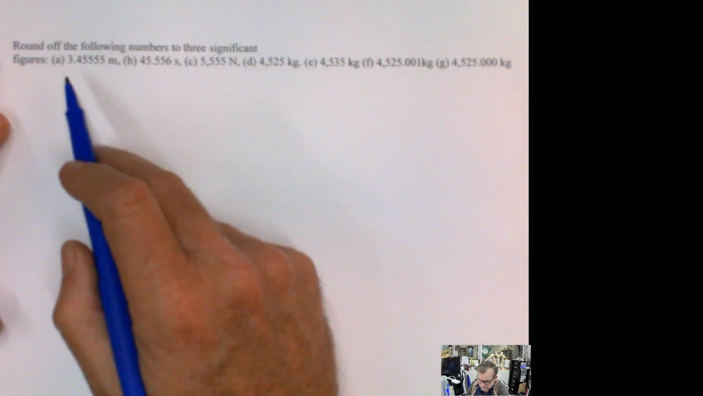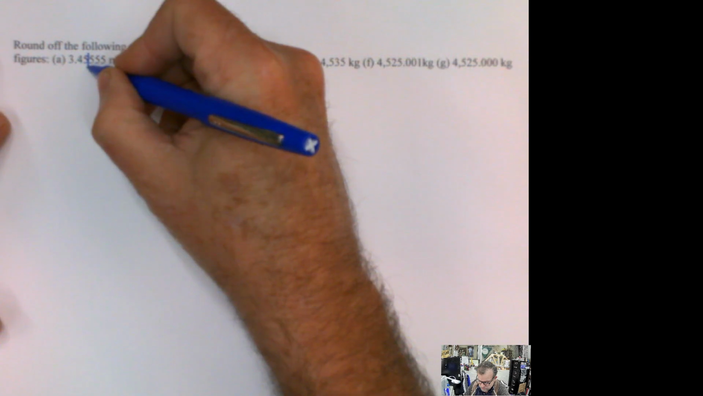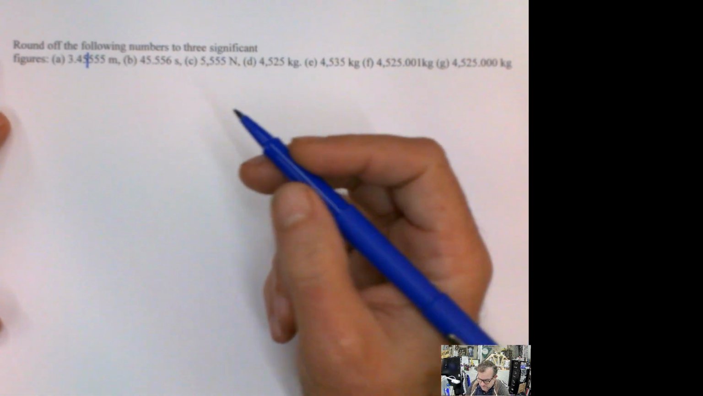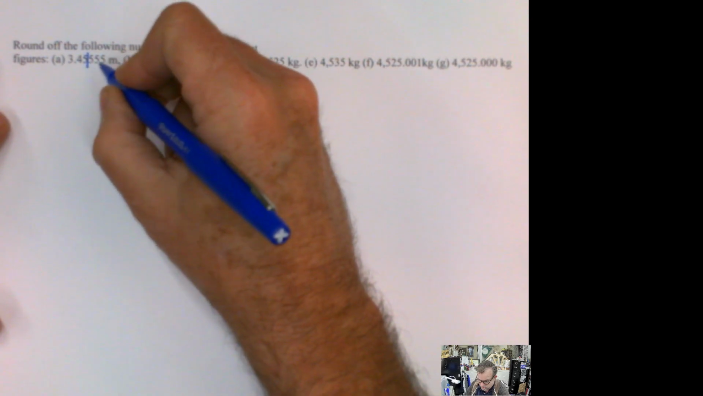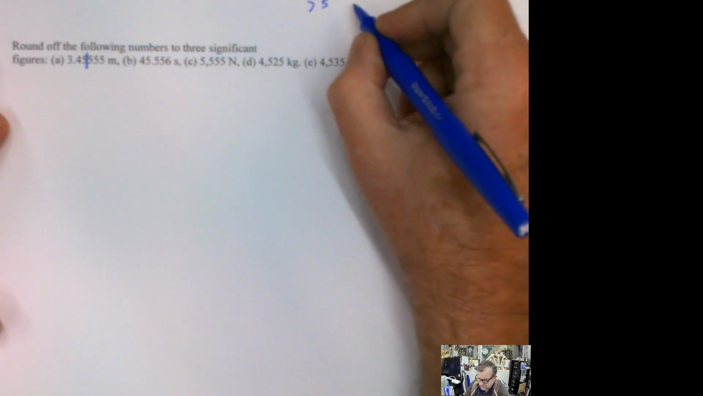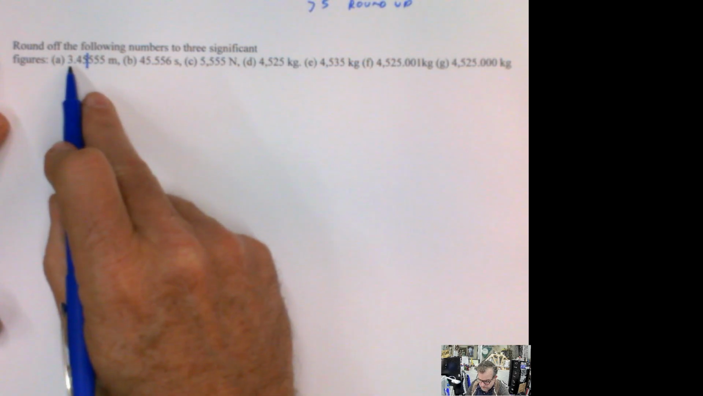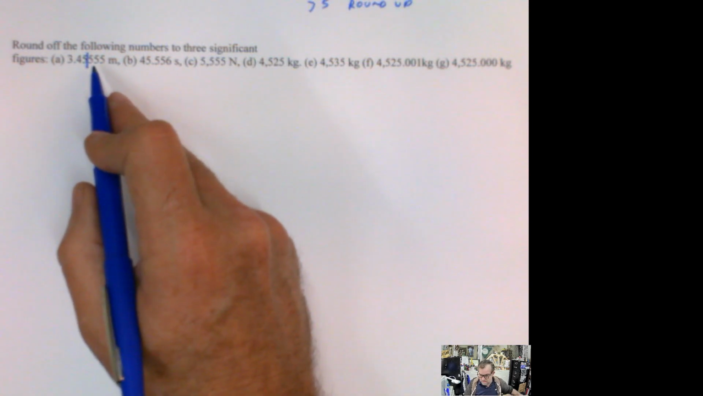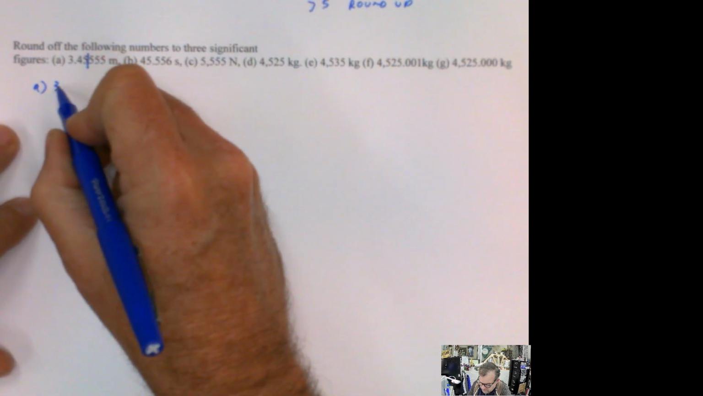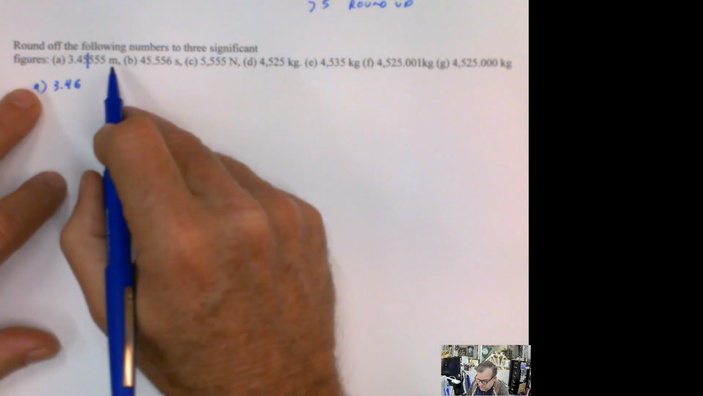So in this number, for example, we have one, two, three, four, five, six significant figures. Three significant figures will be these. The rule is very simple. Once you cut the number there, if what follows is bigger than 5, then you round up. In this case, after 3.45, what follows is 555, and that is bigger than 5.55. So this number will be rounded as 3.46.